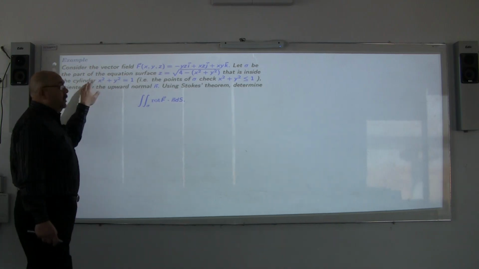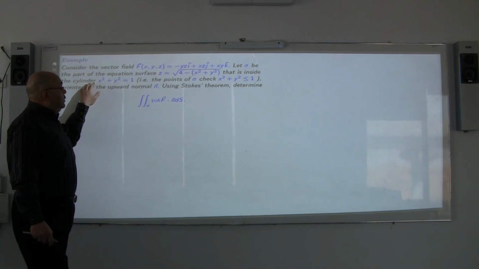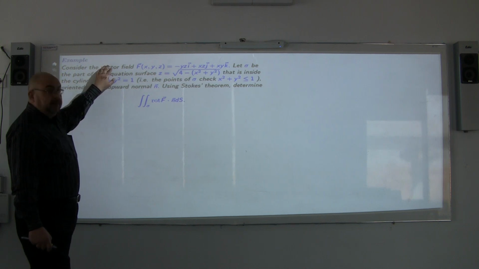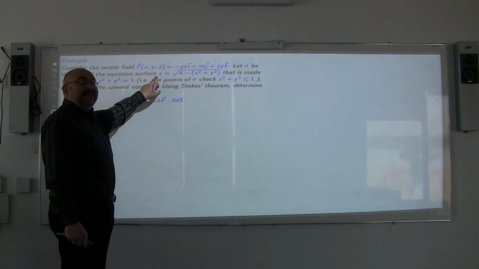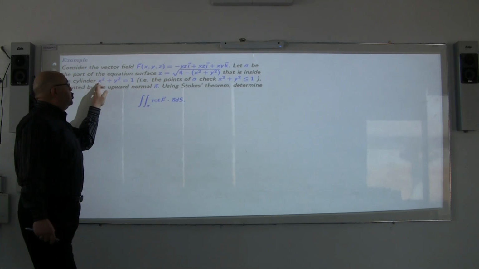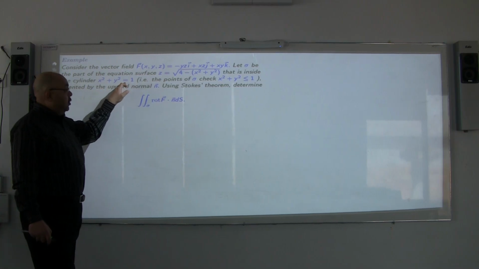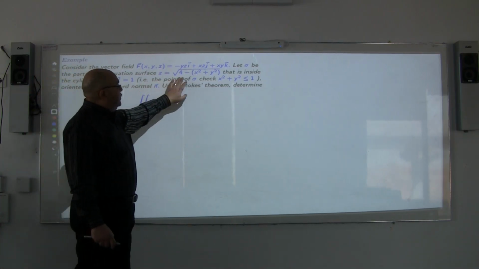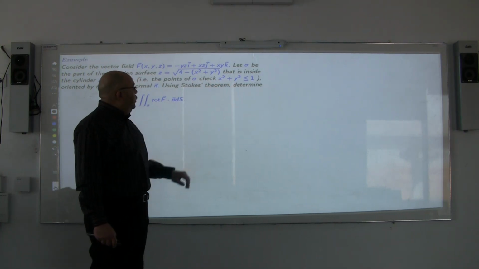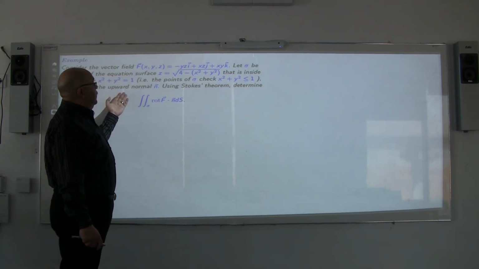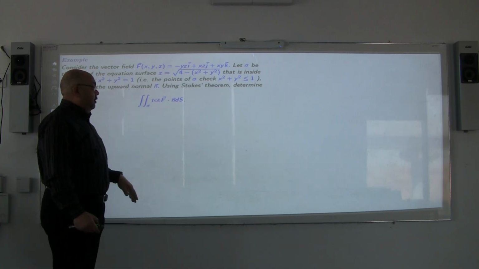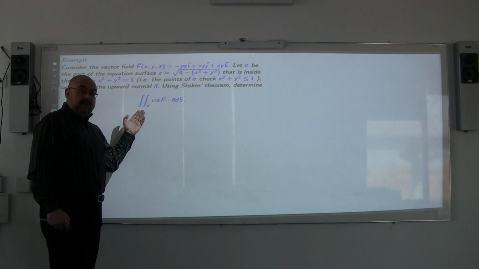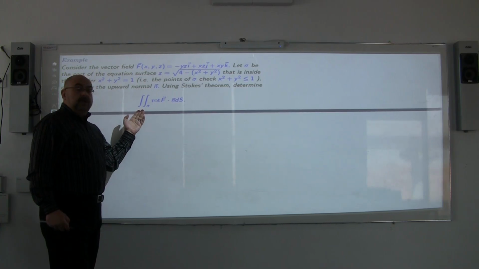That's inside the cylinder. So I will need to evaluate the flow of the vector field of this sphere, which lies inside the cylinder x squared plus y squared equal to 1. Okay, those are the points of sigma, check x squared plus y squared equal to 1, oriented upward, and the direction is upward, using Stokes' theorem. So instead of going through this surface integration, we will be able to do it with the contour.